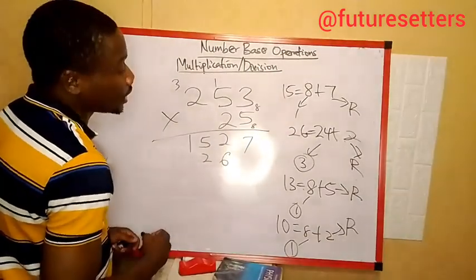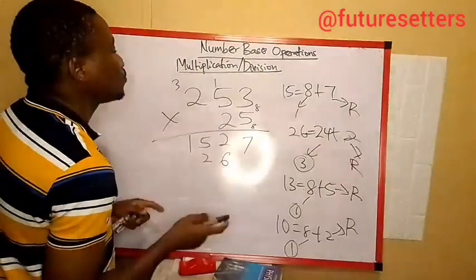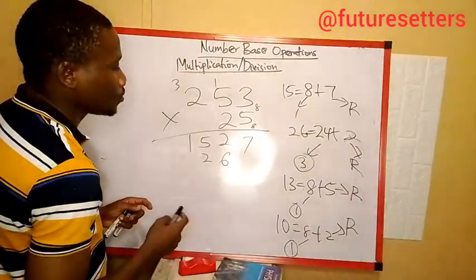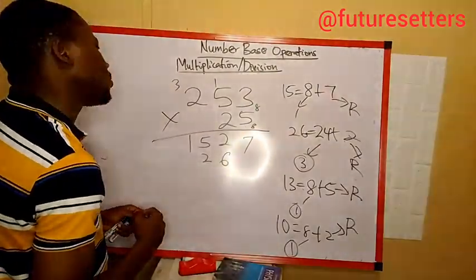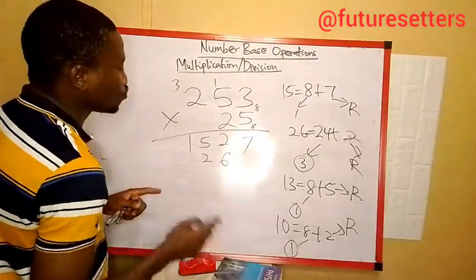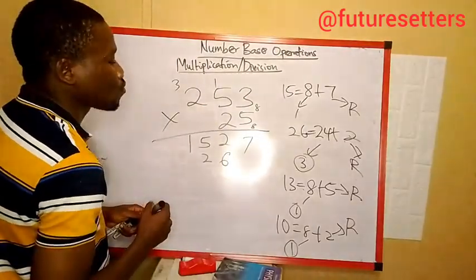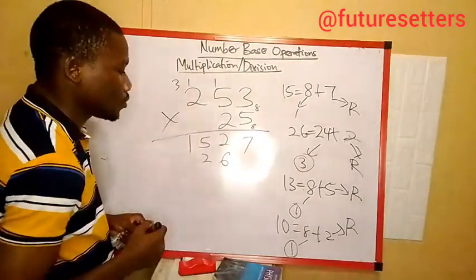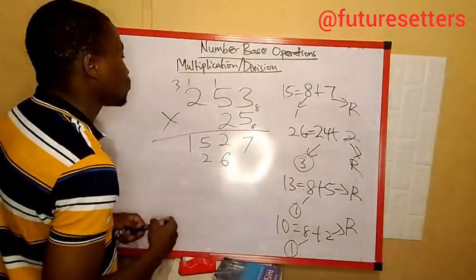So 2 times 3 is 6. 6, yes. And 2 times 5 is 10, okay. Yes, that's why we have 8 plus 2. Then we'll carry 1 here. So we have 2 times 2, 4 plus 1, 5.